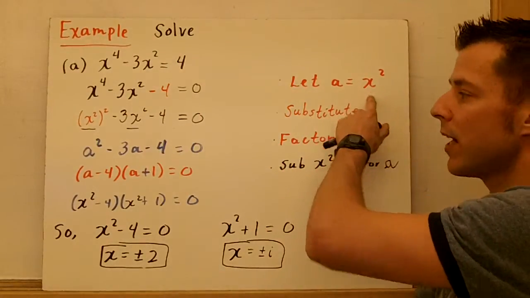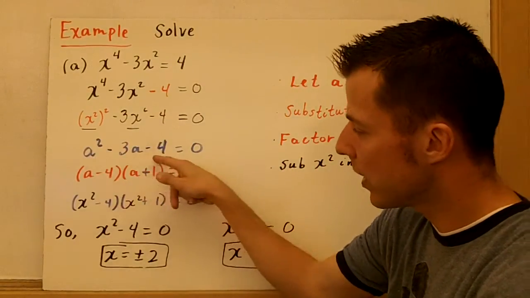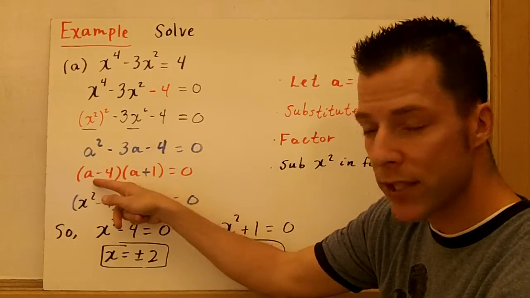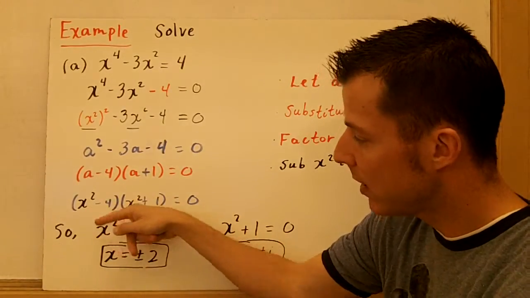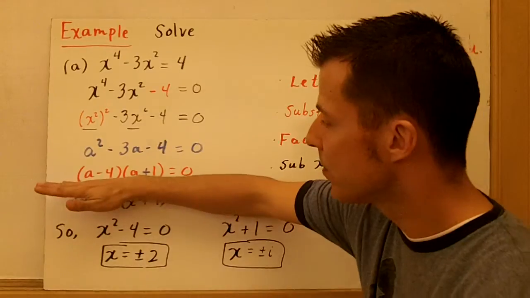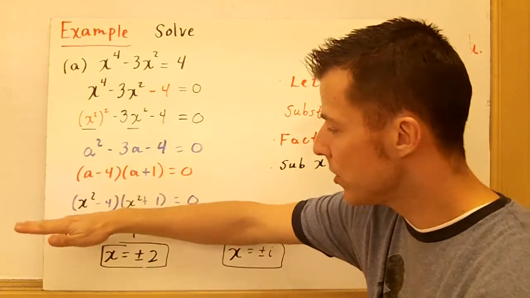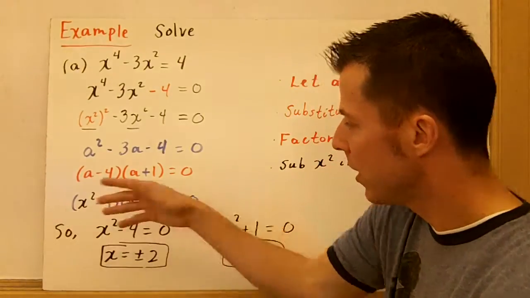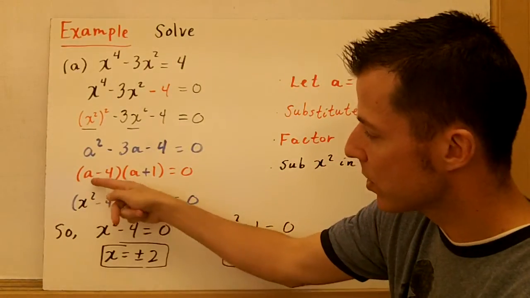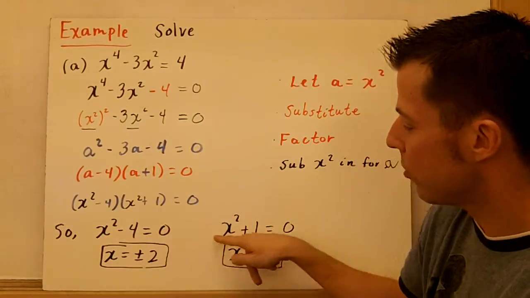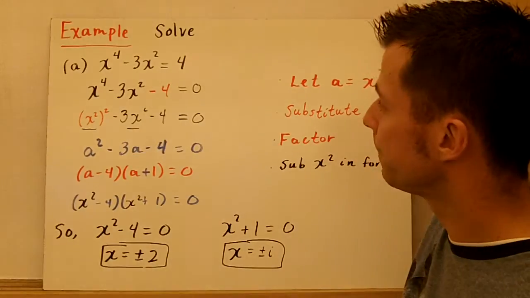So that's the big thing. We let a equal x squared, so it allows us to factor, and then you resubstitute your x squared back in to solve. So there's the first part, step 1, factoring that polynomial. Step 2, use the zero product property. Okay, and so don't forget to substitute your x squared back in and set each of those binomials equal to 0.